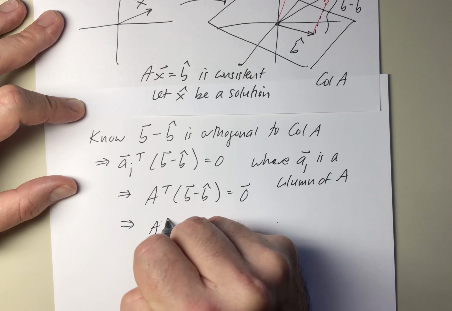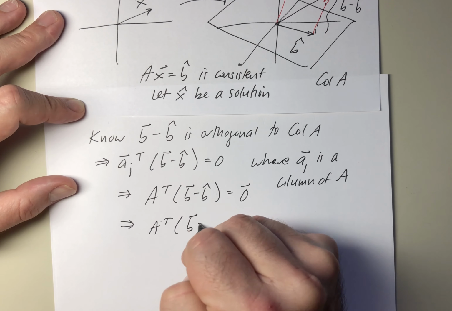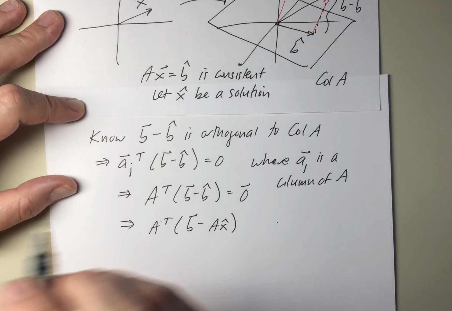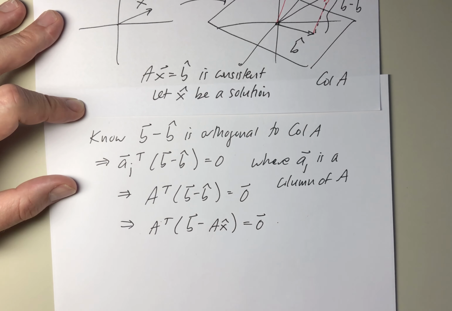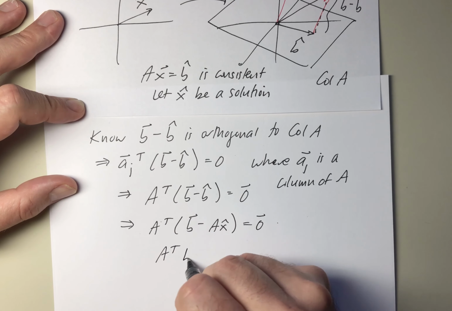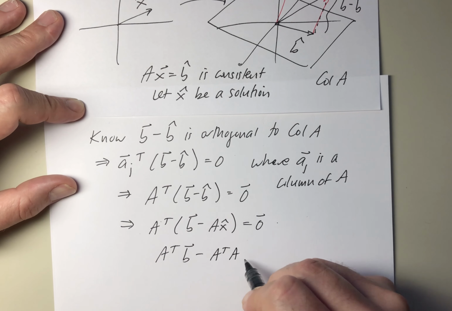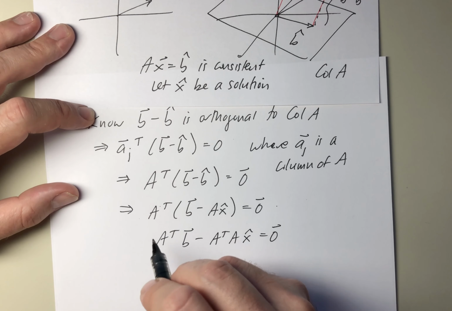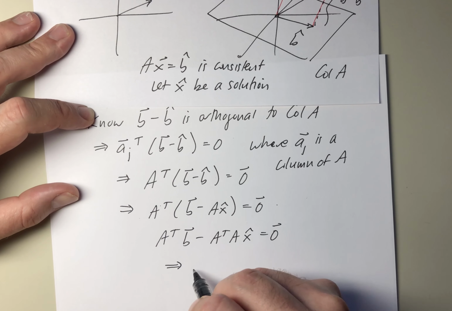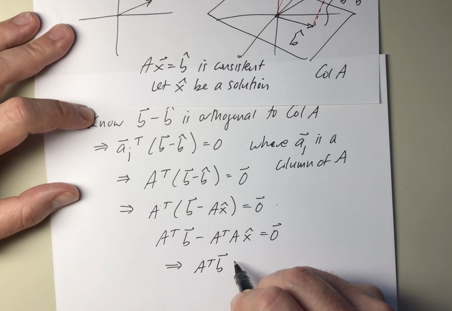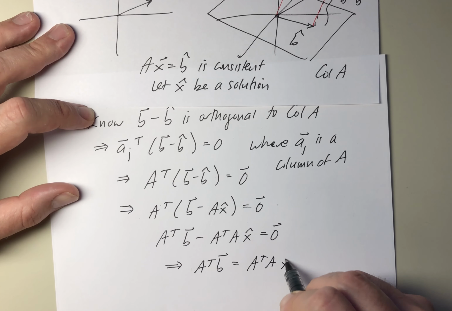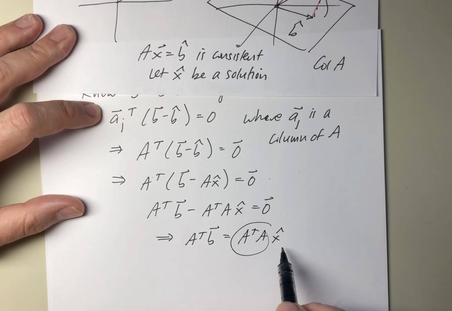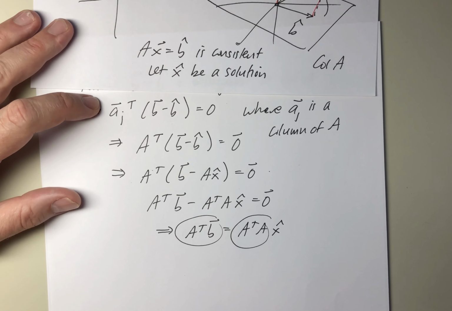But now what is this? A^T times (B minus B hat), remember B hat was the same as A x hat. This is the thing that we were going for, which is the 0 vector. And now let's distribute this A^T. Distributing the A^T, I'm getting this equation, which finally implies that A^T B equals A^T A x hat. And now we're done, because what we have now is a matrix times an unknown equals a vector.